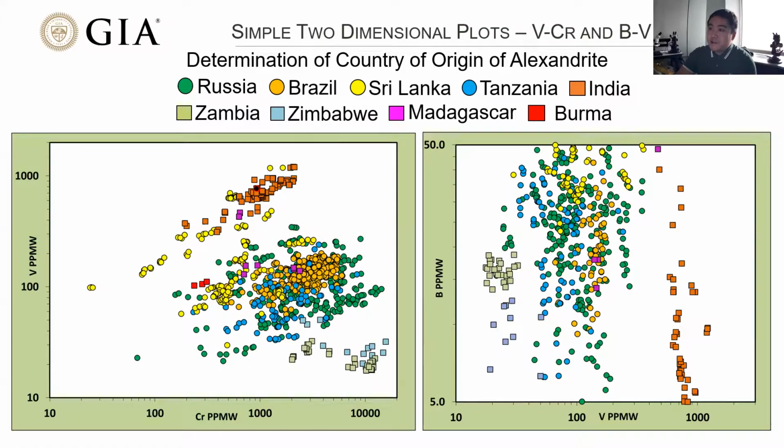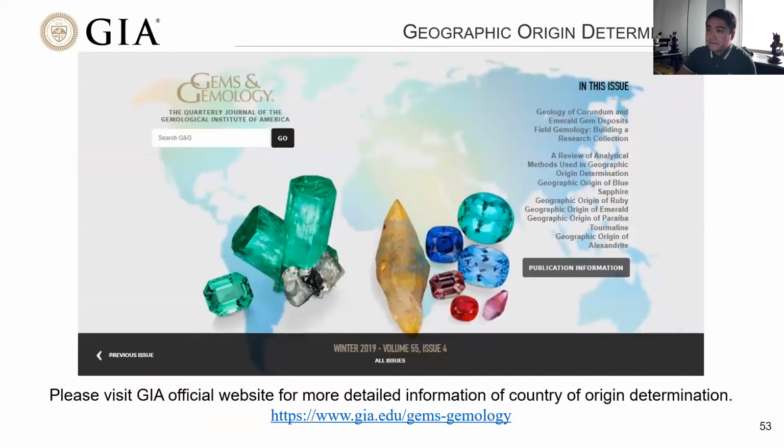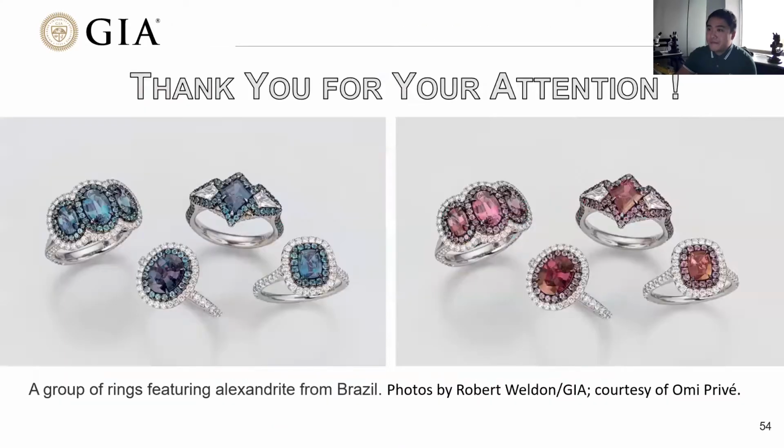In the chromium-vanadium plot, we can separate Russian alexandrites from Zimbabwean and Zambian alexandrites. Finally, we can separate Zambian from Zimbabwean alexandrites in the vanadium-boron plot. You can read the Gems and Gemology Winter 2019 issue to learn more detailed information and knowledge of country of origin determination from GIA's official website. This is the end of the lecture. Thank you for your attention.